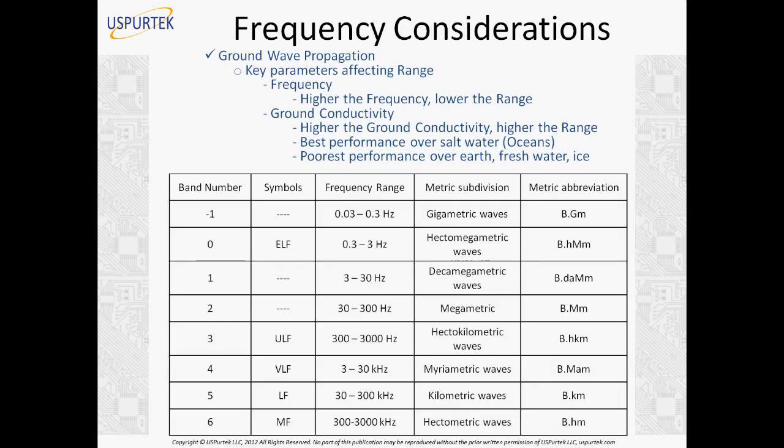Now, what are the key parameters which are affecting ground wave propagation range? First is the frequency. Higher the frequency, lower the range. Now, this is a very general fact about any frequency actually, not only ground wave but other waves too. Higher the frequency, lower the range. Ground conductivity, higher the ground conductivity, higher the range. That is why if you are transmitting less than 3 megahertz over the surface of ocean or salt water, you will have best performance. And that is one reason why maritime services use this frequency band, because they perform very well over the surface of water. The ships talking to other ships, they can use this frequency band with excellent success.